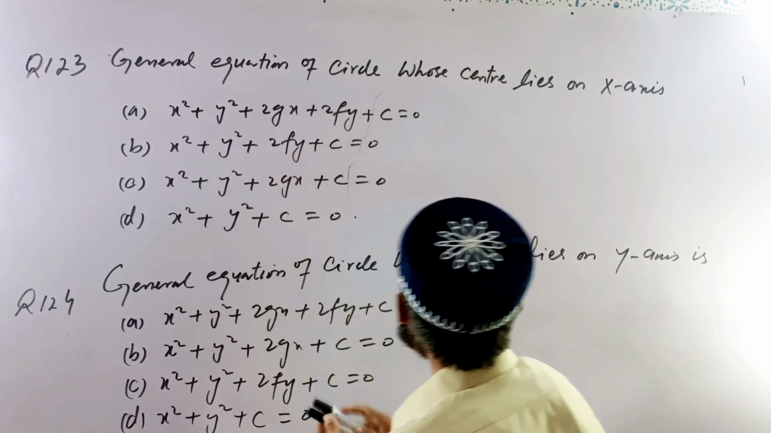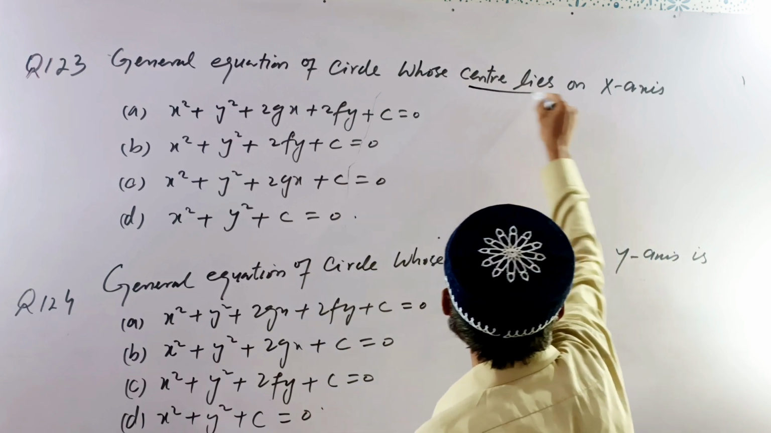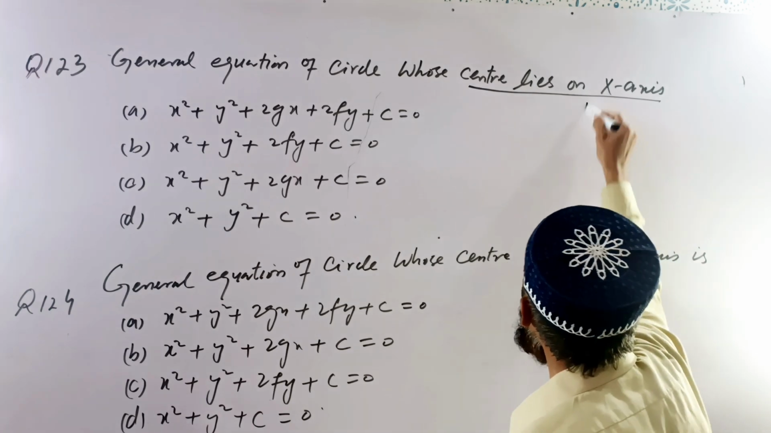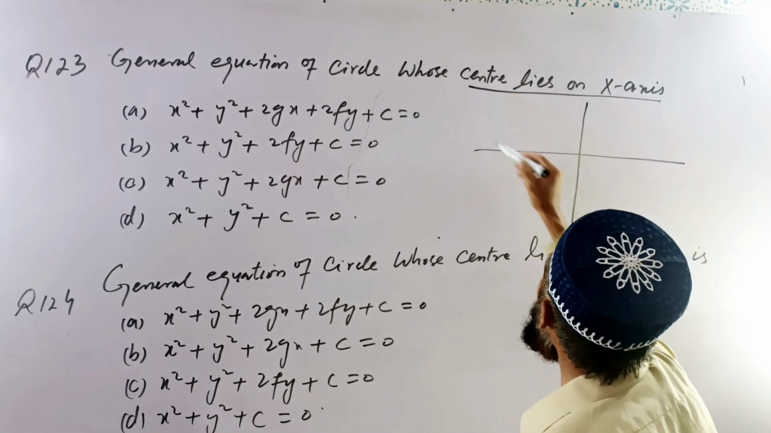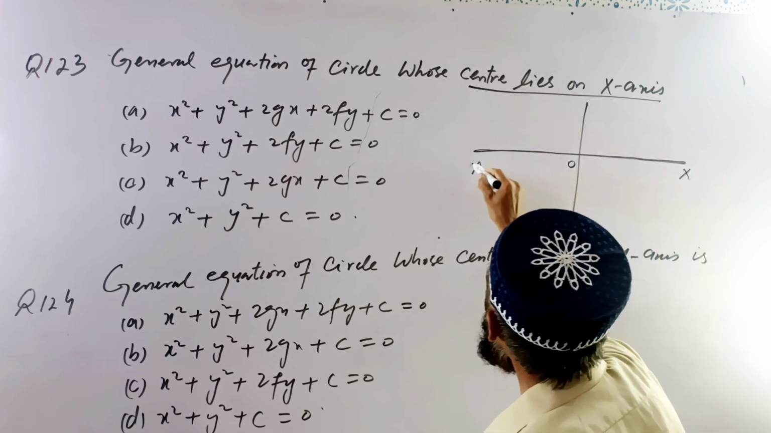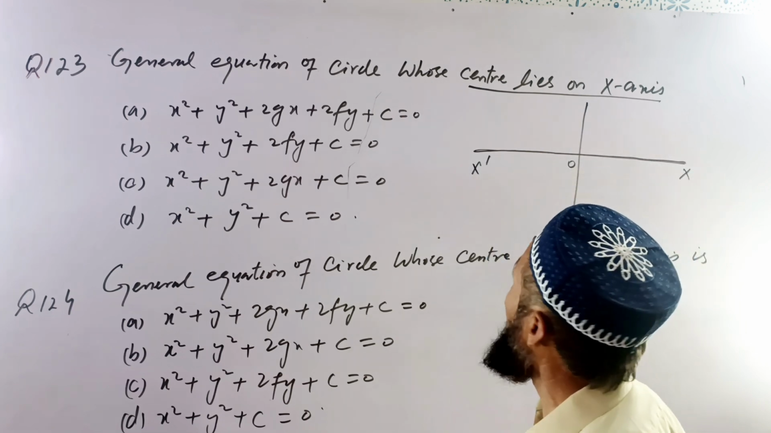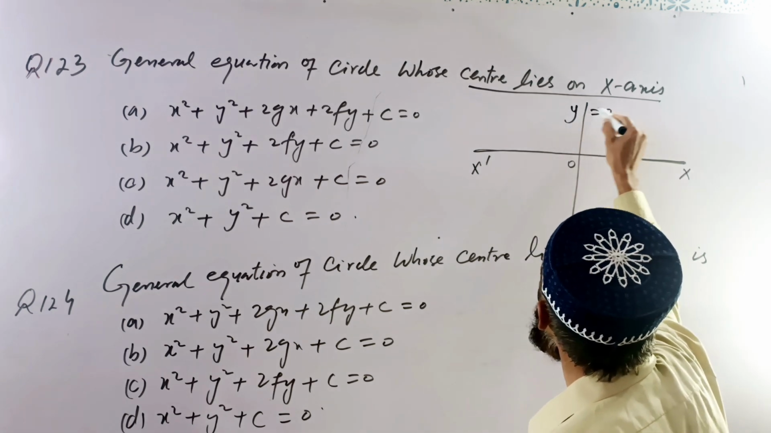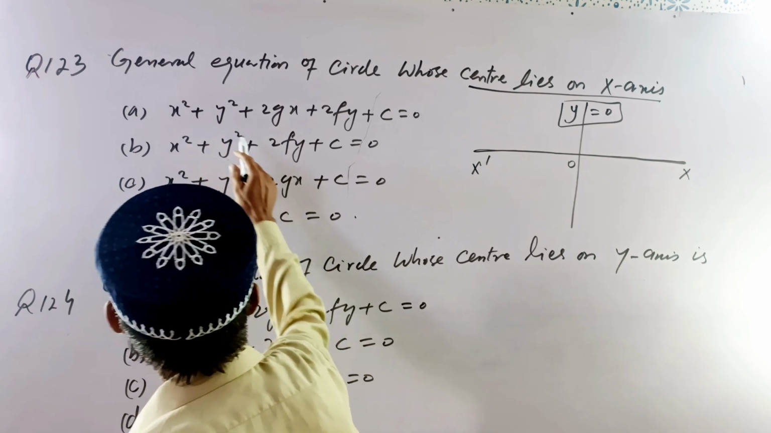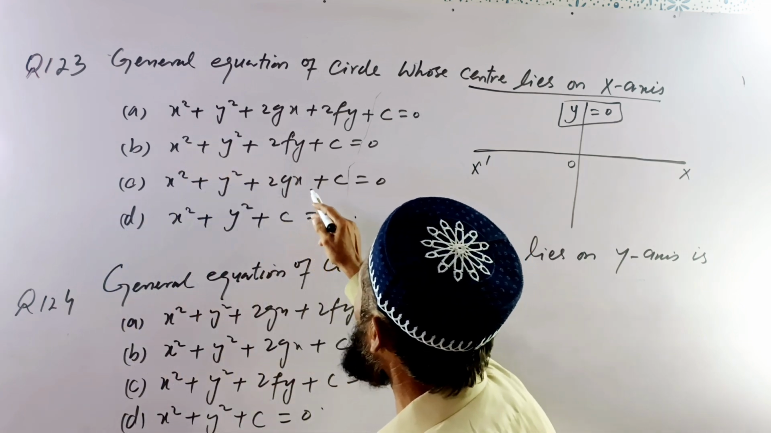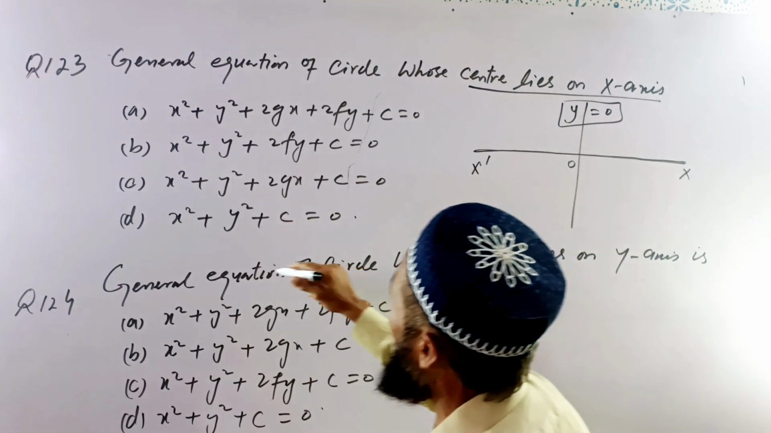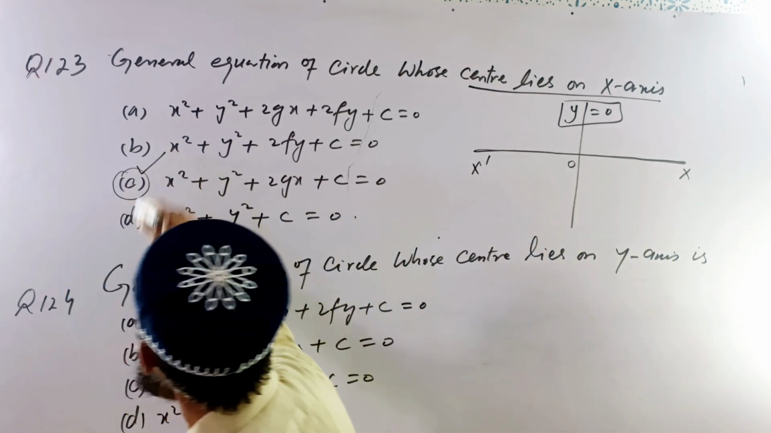Equation of the circle whose center lies on the x-axis. Whose center lies on the x-axis, the point lies on the x-axis, so we put y is equal to 0 in the equation x square plus y square. We get the equation, and option C is the correct option.